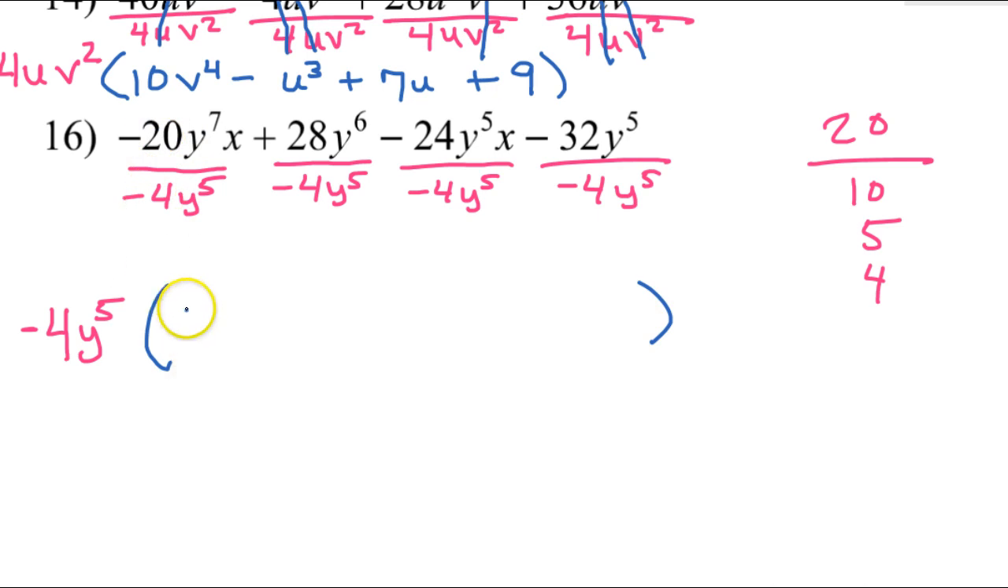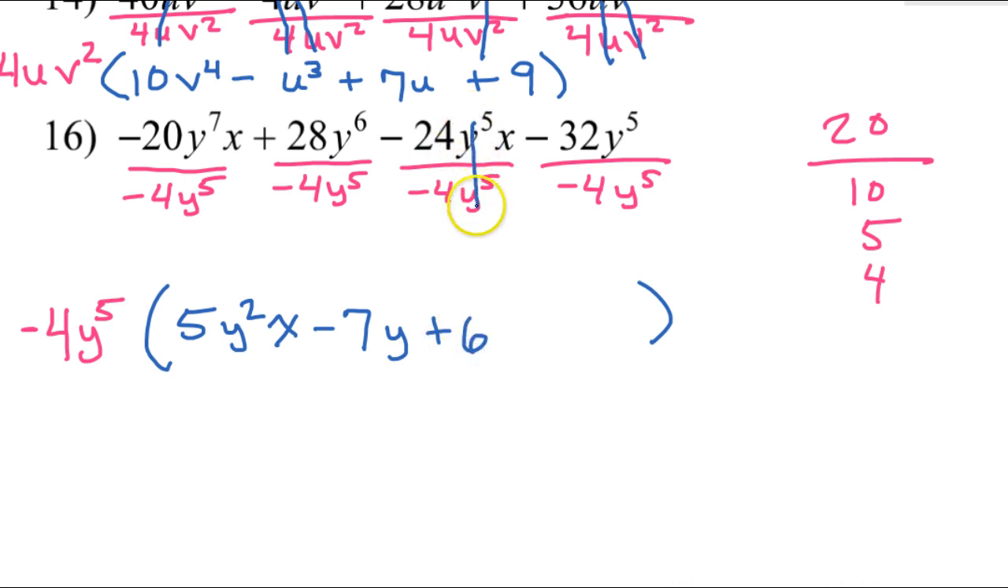Negative divided by a negative is a positive, so this will be positive 5. Here we're subtracting, so this will be y squared. And then we still have the little x there. Don't forget the x. So y squared x. All right, positive divided by a negative is a negative, negative 7. Subtracting, we'll just have plain y. Negative divided by a negative is a positive, so positive 6.